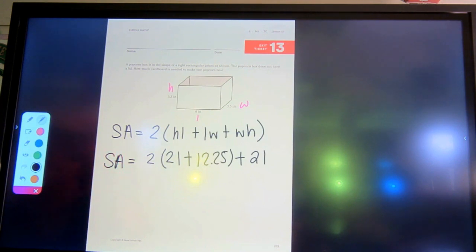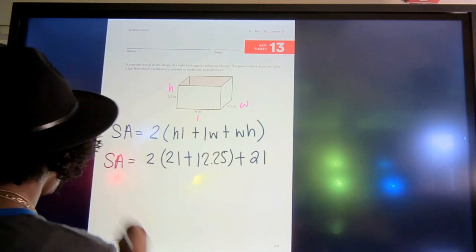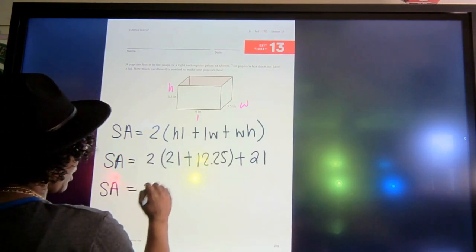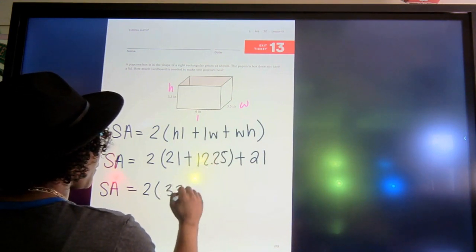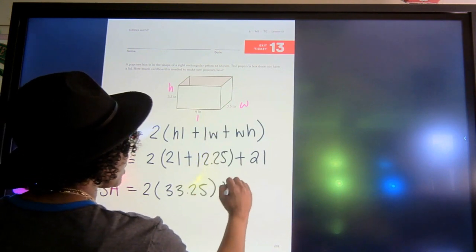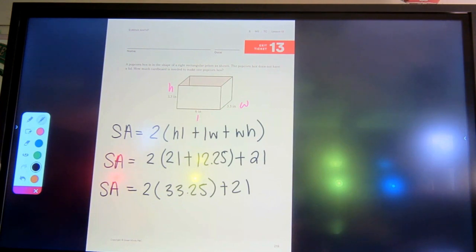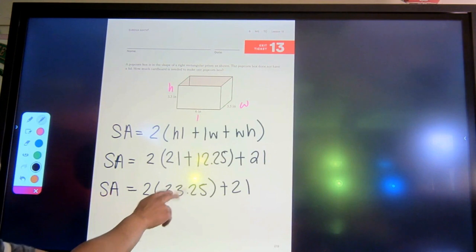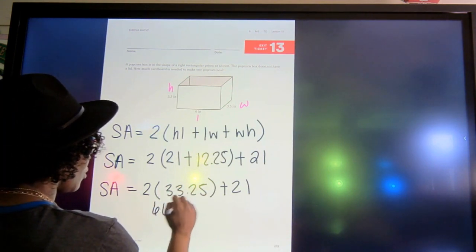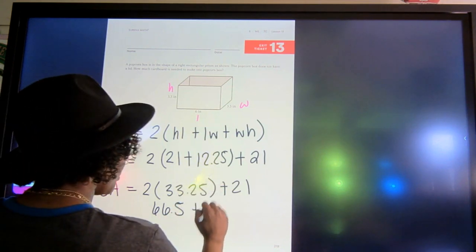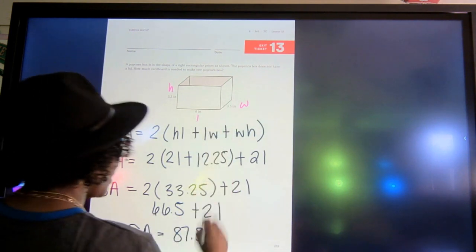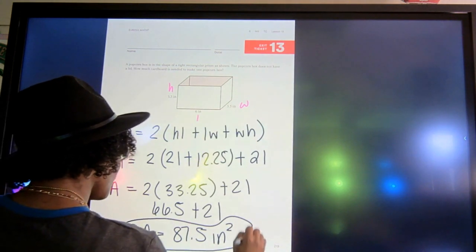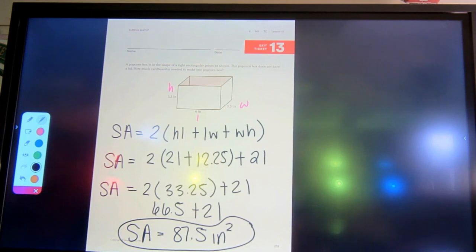So let's see what that looks like. Rewrite this. Surface area equals, so inside I'm going to have 2 times 21 plus 12.25, which gives us 33.25. And then it's plus 21. So when you multiply those two numbers together, 2 times 33.25, you're going to get 66.5, and you want to add 21. And so we get a grand total for our surface area equals 87.5, and that's inches squared. And that completes the exit ticket for lesson 13.